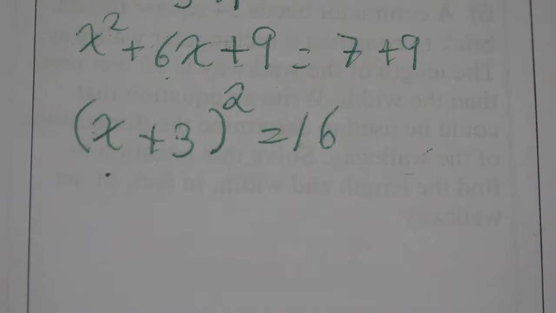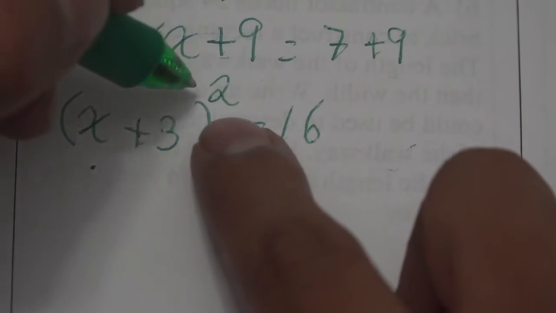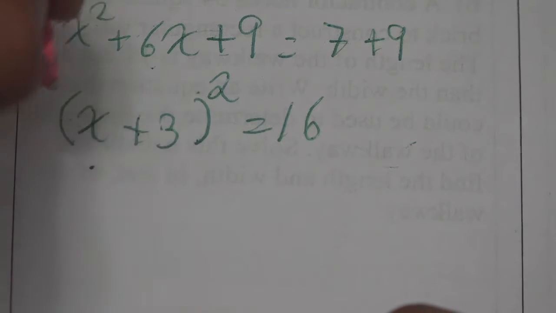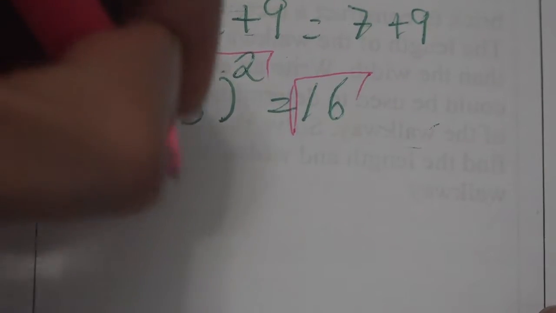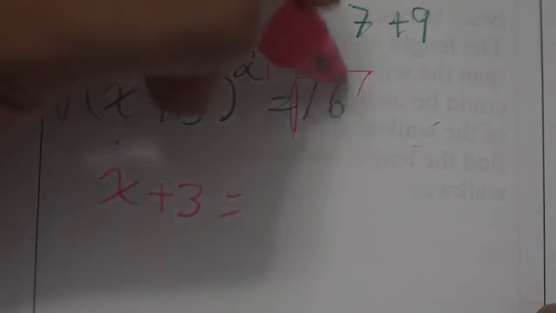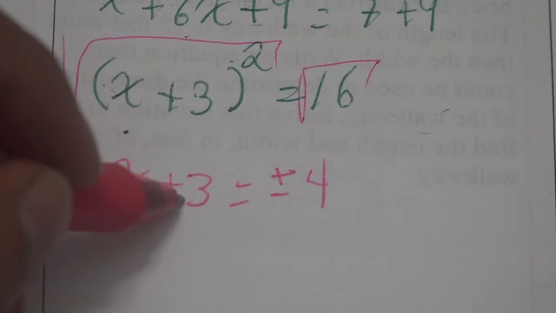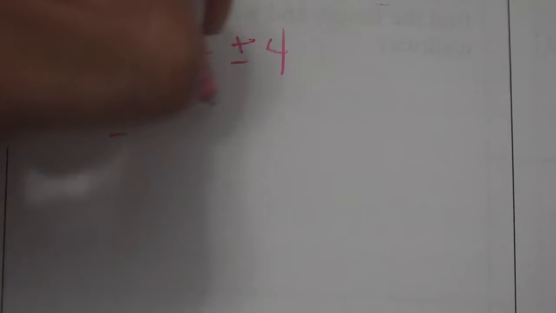9 plus 7 is 16. Alright, and now we square root. I got a square root in order to solve for x because I need to get rid of the square, so I'm going to square root. Okay? When I square root here, I get x plus 3. When I square root over here, I get plus or minus 4. Guess what? I still gotta solve for x, so I'm gonna subtract 3, right? So I get x equal to negative 3 plus or minus 4.